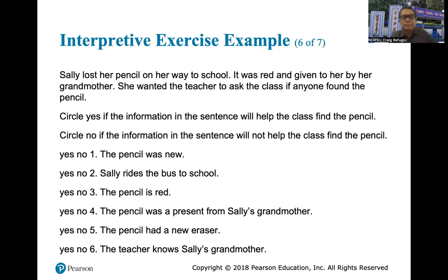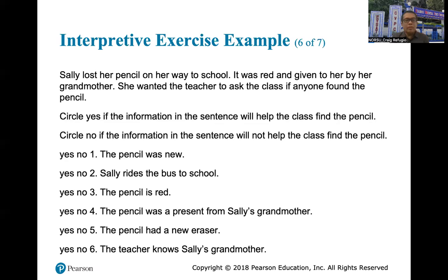Sally lost her pencil on her way to school. It was red and given to her by her grandmother. She wanted the teacher to ask the class if anyone found the pencil. Circle yes if the information in the sentence will help the class find the pencil. Circle no if the information in the sentence will not help the class find the pencil.